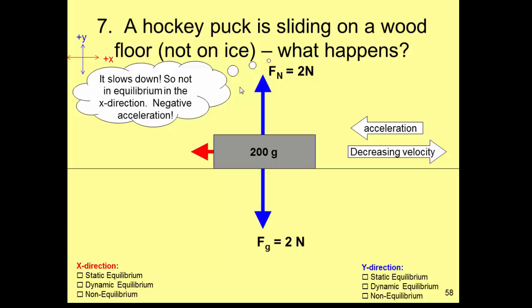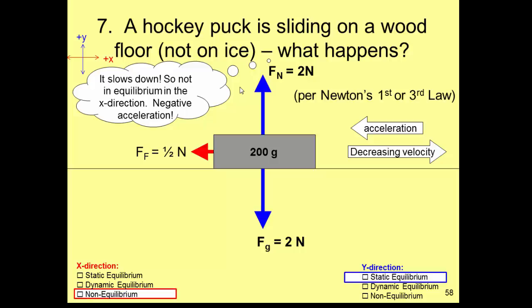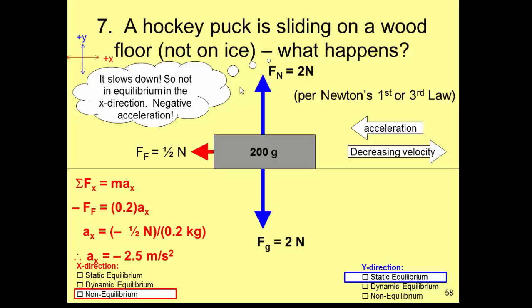We're moving to the right, and we only have one force acting on this to the left, and that's the force due to friction. That's an unbalanced force. In the x direction, we only have one force acting. By definition, that can't be equilibrium. So it's a non-equilibrium situation, and if we were to plug into our equation, we have a force due to friction acting to the left, negative sign on the FF. Let's plug in our mass of 0.2 kilograms and solve for AX. AX equals our force of negative 1/2 of a newton divided by 0.2 kilograms. We find in this case that our acceleration is negative 2.5 meters per second squared.